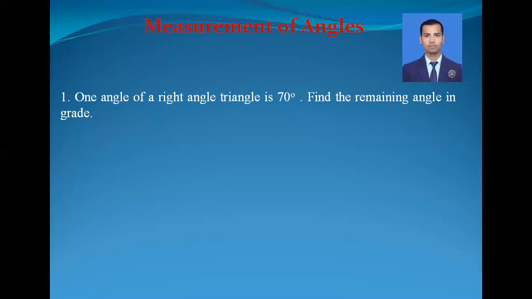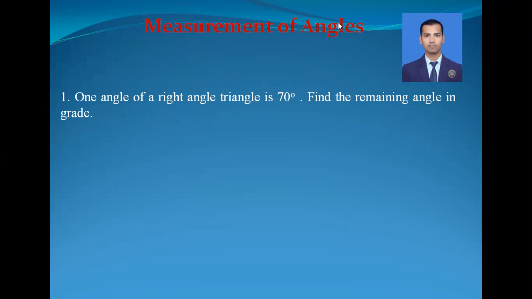As you can see on the screen, we have already discussed many questions in our previous class on measurement of angles. In the same way, today we are going to discuss some word problems related to measurement of angles. Here we have the first question on our screen. One angle of a right angle triangle is 70 degree. Find the remaining angle in grade.